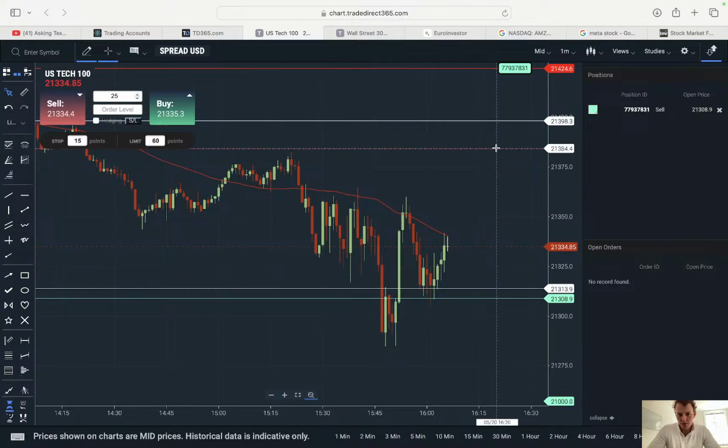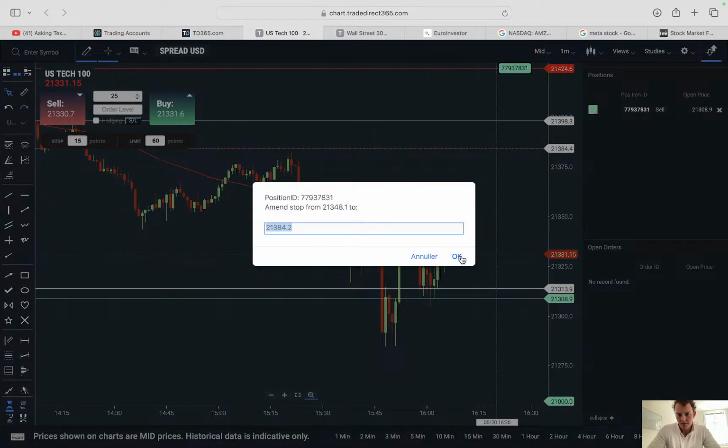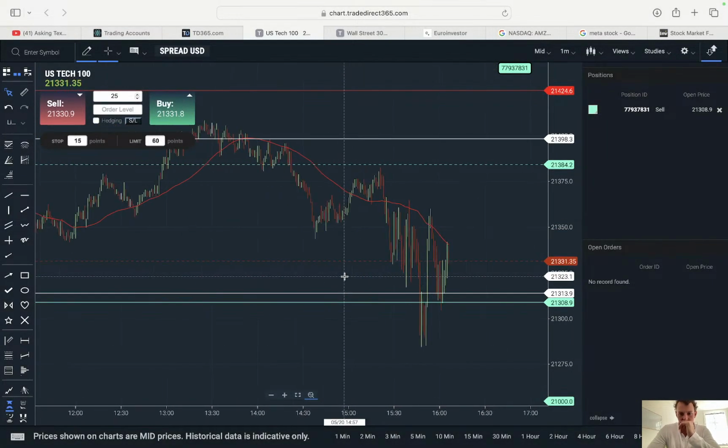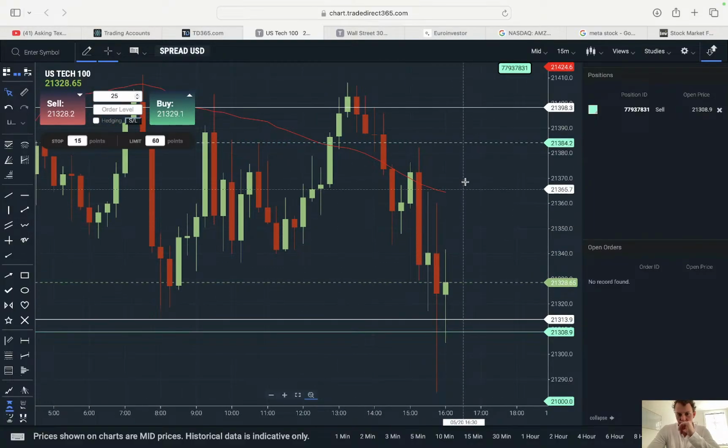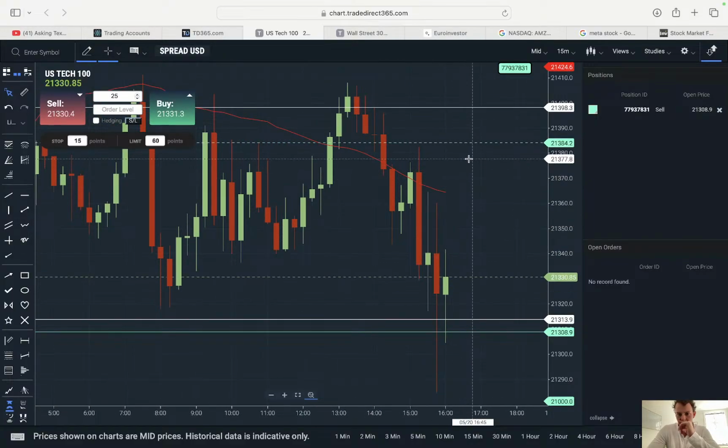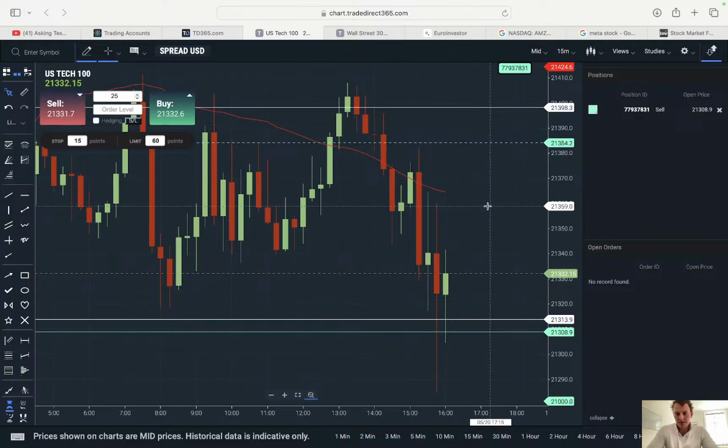I'll risk a little bit more than I should. I moved my stop loss to 84. Why? Because I think this is gonna come down. And I don't want to get stopped out here and stopped out there and stopped out here. I think it could push really.